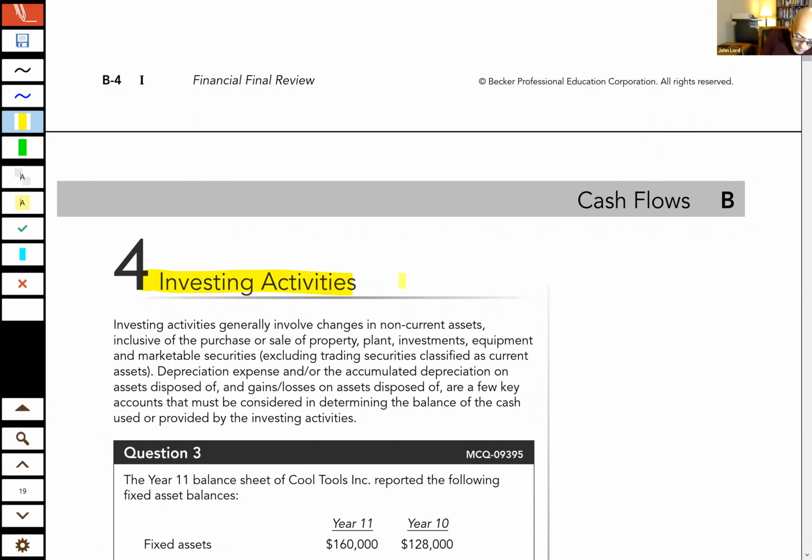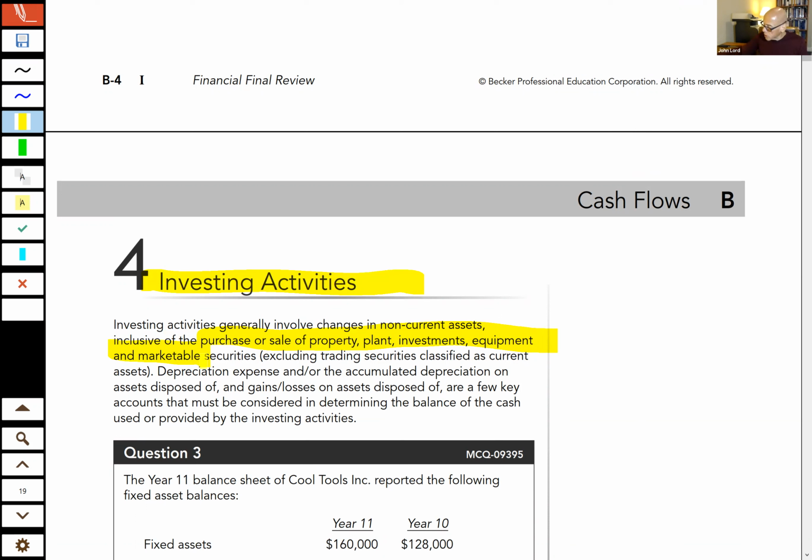When you're dealing with your investing activities, it's going to be what? It's going to be purchase or sale of property, plant, and equipment, marketable securities, etc. I think it's best for you to think of this as your investing department.